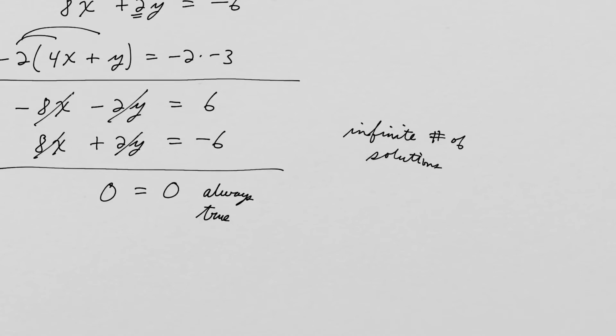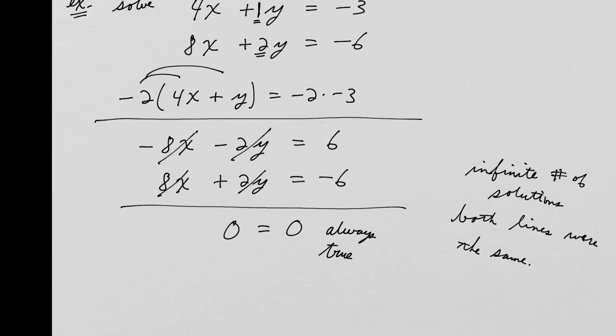And it means that those two lines were actually the same line. So both lines were the same. They lie right on top of one another. So that means every point is a point where they intersect, in some sense. If they lay right on top of one another, then every point is a solution. So there's an infinite number of solutions.